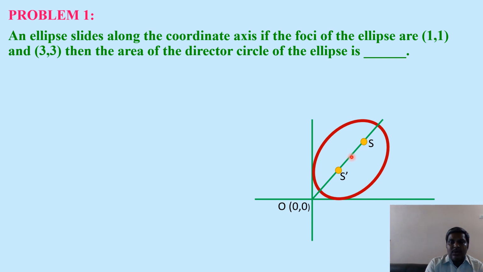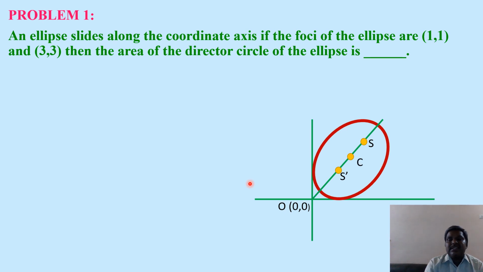You know the center of the director circle, and you know a point on the director circle. Can you find the radius of the director circle? Yes, we get the radius. After getting the radius, we can easily write the area of the director circle. This is the outline of the problem. Okay.